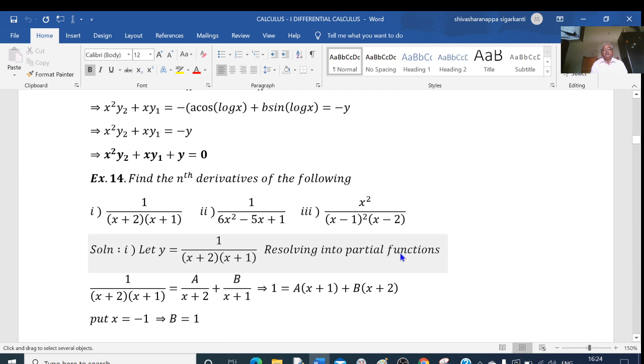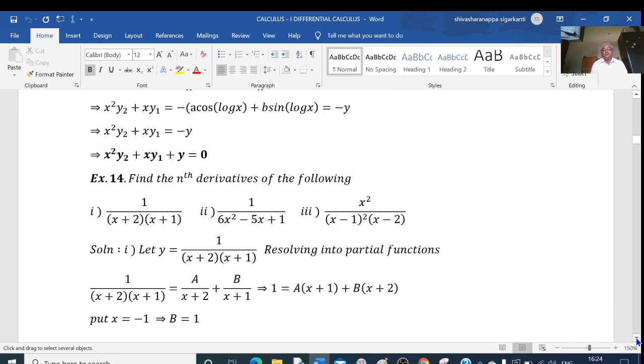Resolving this into partial fractions, I can write 1 by x plus 2 into x plus 1 as a by x plus 2 plus b by x plus 1. Multiplying this equation throughout by x plus 2 into x plus 1, left hand side is 1, right hand side is a into x plus 1 plus b into x plus 2. Just we have to find the values of a and b.